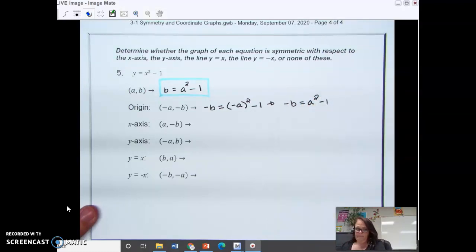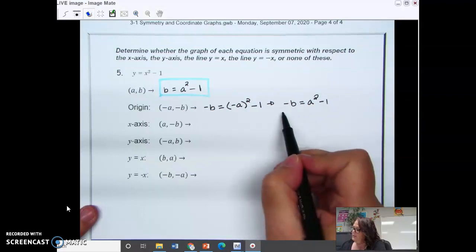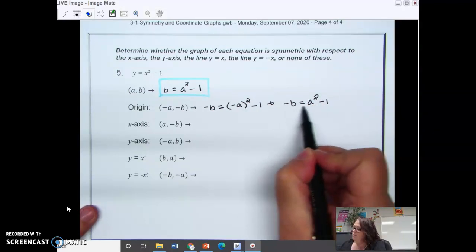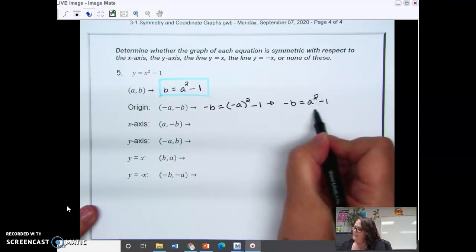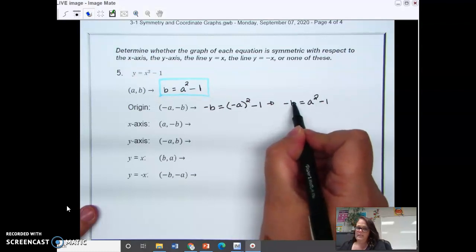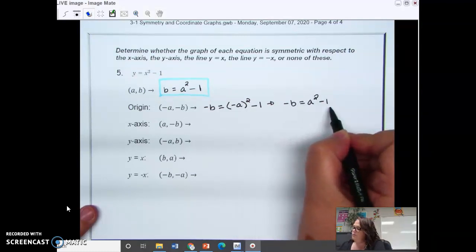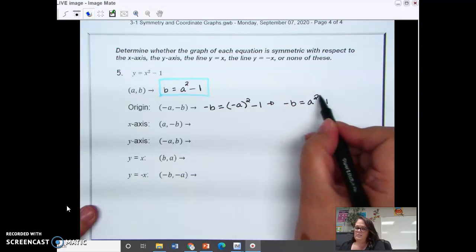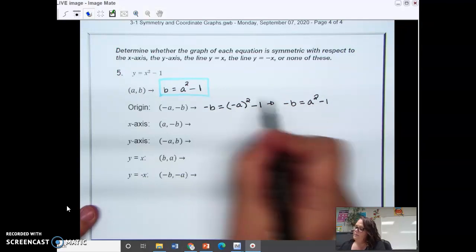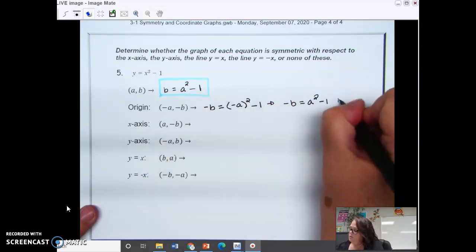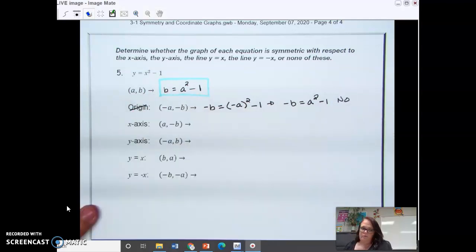minus 1. So here's the thing. If I even multiply through, because I've got my right-hand side looking good, but my left-hand side is the opposite, and if I multiply through by a -1, I'm going to change this to the opposite. So there's no way to make this look like my control, and so we're going to say no, it is not symmetric with respect to the origin.